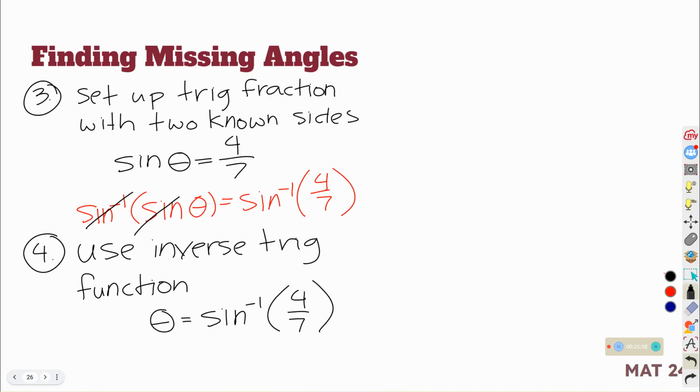Most of the time at this stage, you're going to use your calculator. On your calculator, if you look above the sine, cosine, and tangent buttons, in blue, you should see sine inverse, cosine inverse, tan inverse. So we're going to do this together. We're going to press second sine. When you press second sine, you should get sine inverse and an opening parenthesis. And we're just going to type 4 divided by 7.